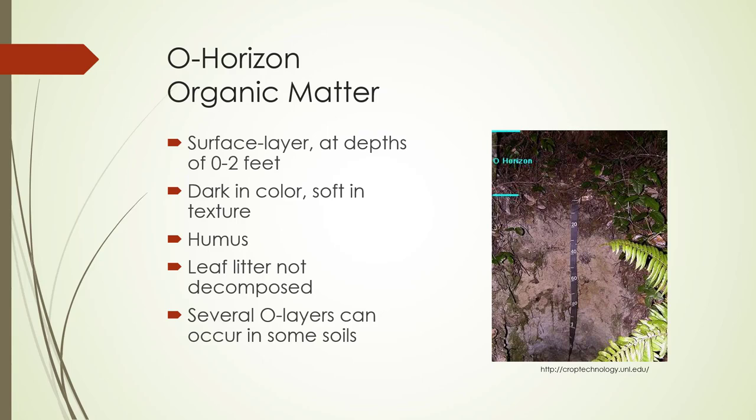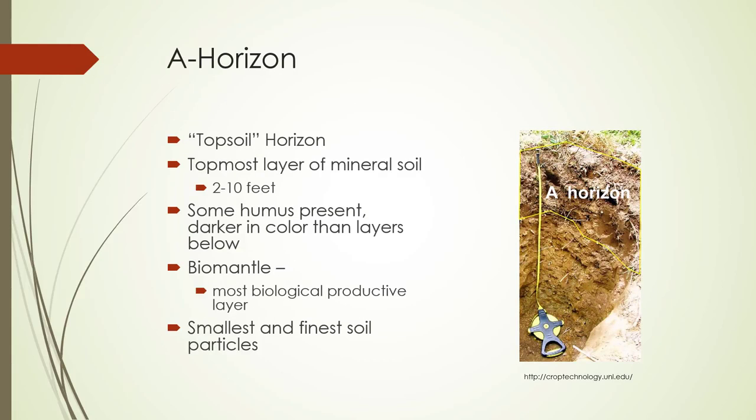So the O horizon is the surface layer at depths of 0 to 2 feet, though unlikely to have 2 feet in this particular area. It's dark in color and very soft in texture. It's composed of humus and leaf litter that's not decomposed. And some soils actually have several O layers in them, especially more organic soils.